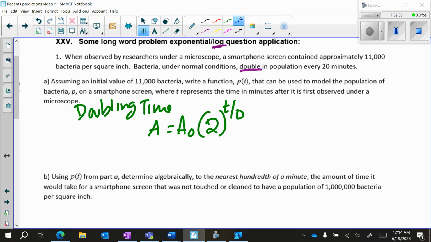Okay. So let's underline the key information. We're starting with an initial value of 11,000 bacteria. I don't want you to get scared. You guys can do this. And it says write a function, p of t.